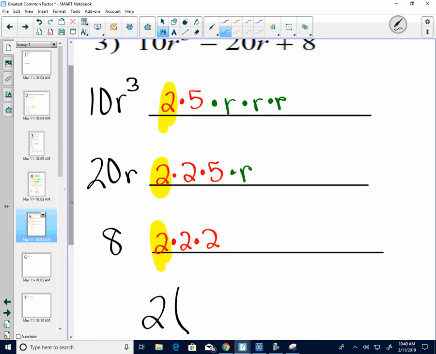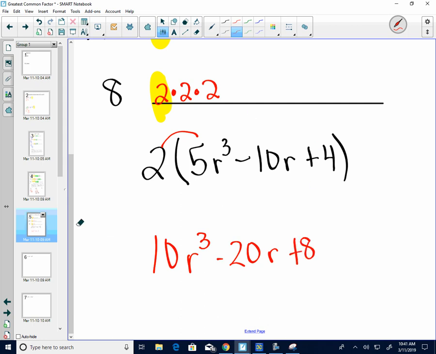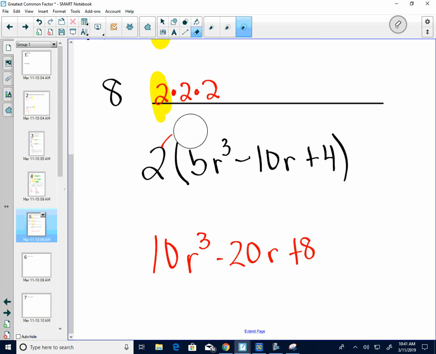So in the first term, that leaves me with a 5, and that was r cubed, r times r times r, and it was a minus sign. And the second one, I'm left with 2 times 5, which is 10, and an r. And the last one, I'm left with 2 times 2, which was 4. So if you were to multiply this back out, distributive property, 2 times 5 is 10, and that's an r cubed. 2 times a negative 10 is a negative 20r, and 2 times 4 is a positive 8. And that should be the answer that we started with, and indeed it is, so I did factor this correctly.